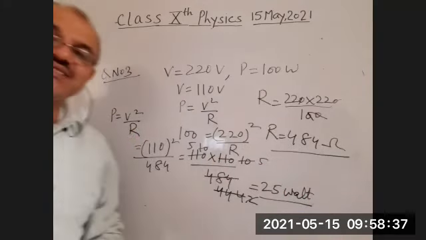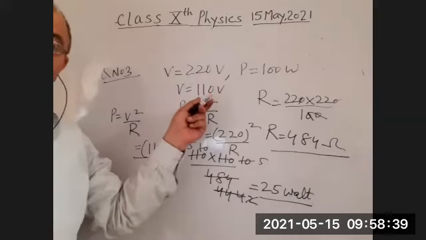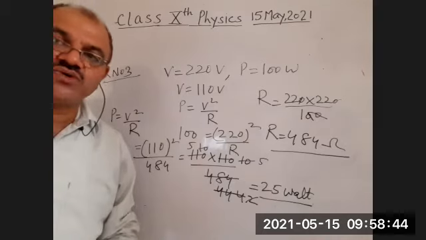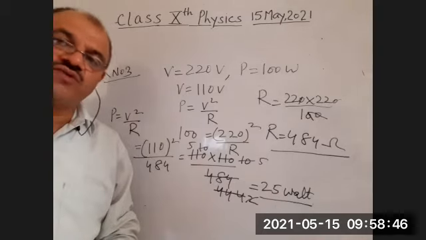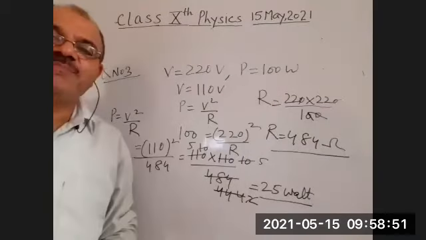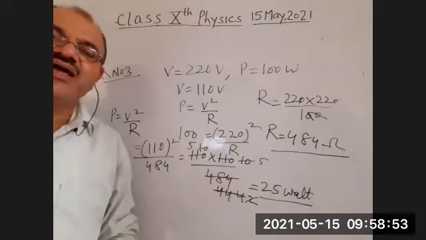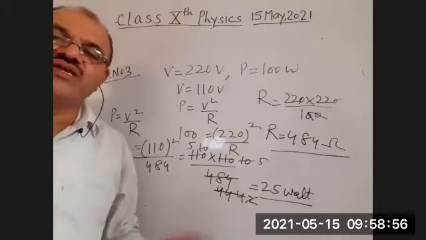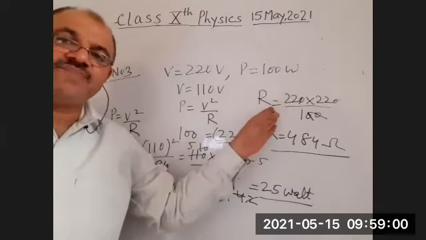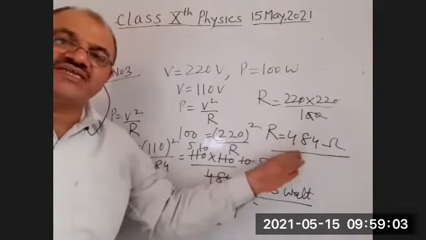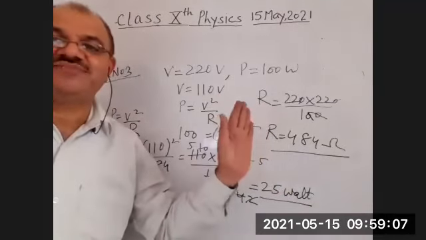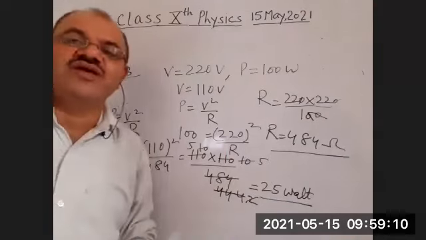Now, let me just go through this numerical again. It was given as a potential difference of 220 volt first. Then the formula P is equal to V square by R. First, we will calculate the value of R. Is it clear, students? We have calculated the value of R here, we got 484 ohm. First step. Now the question is not completed yet.